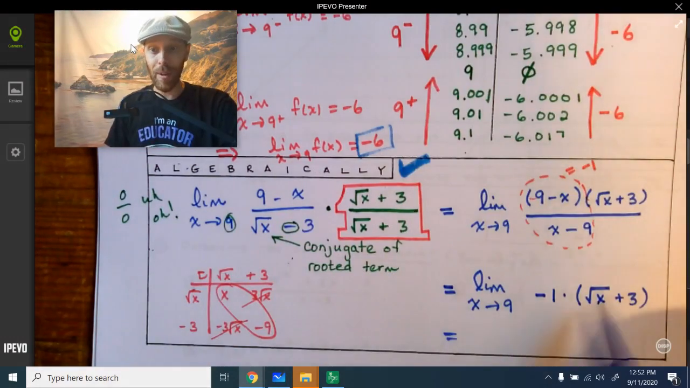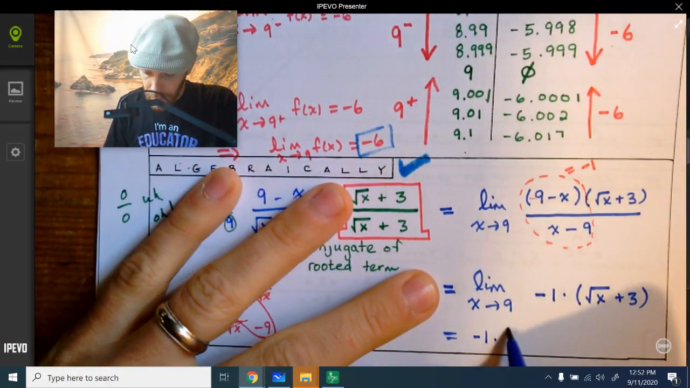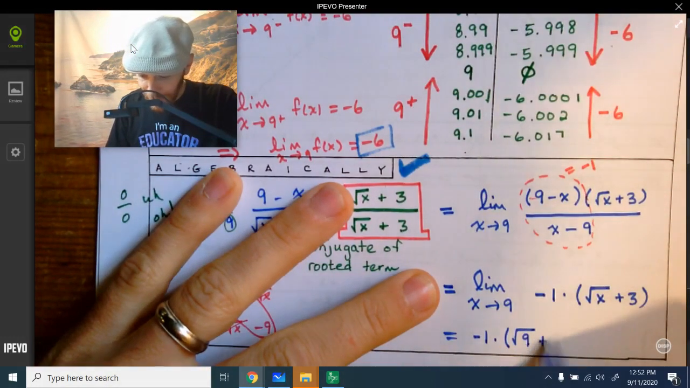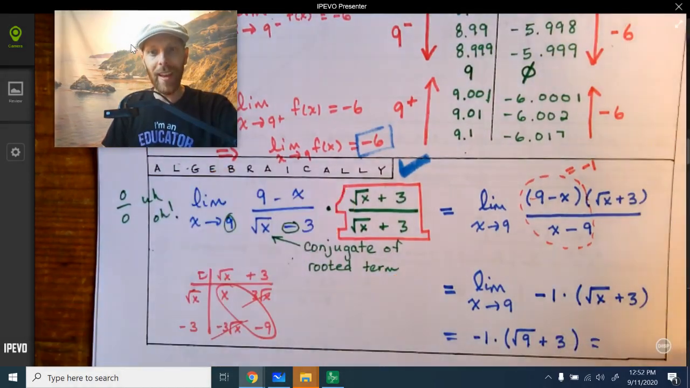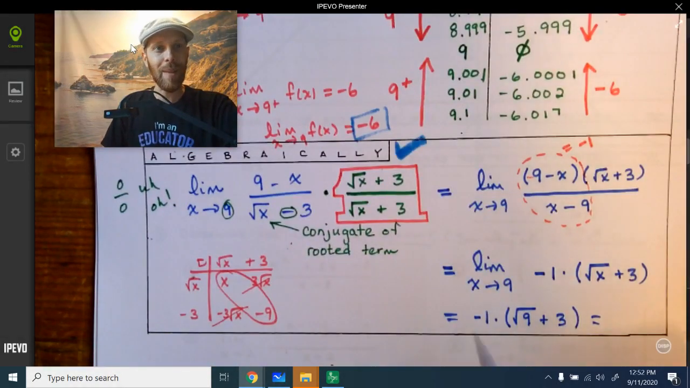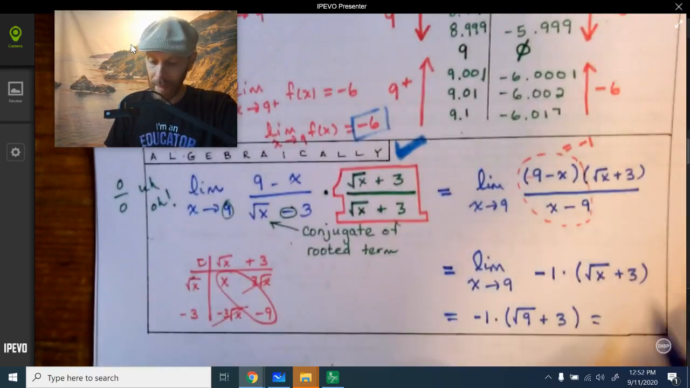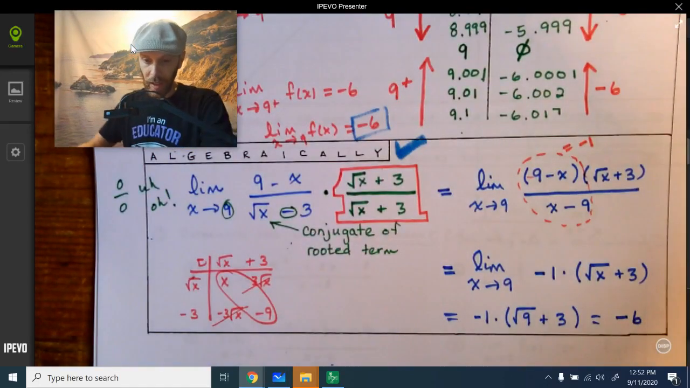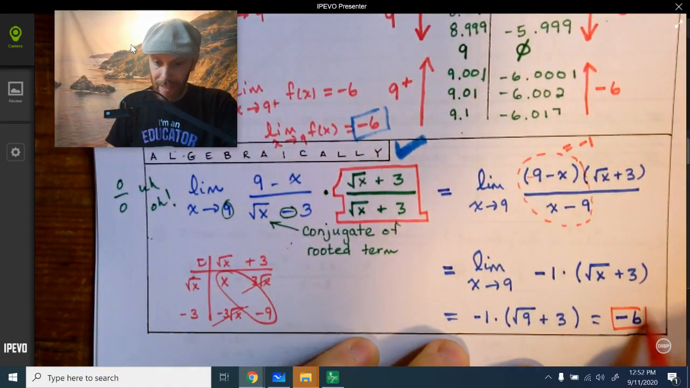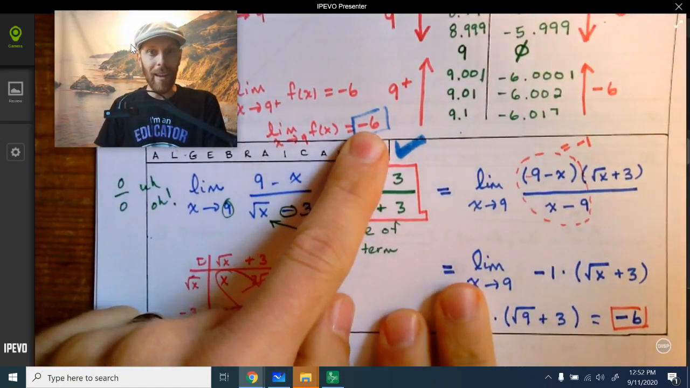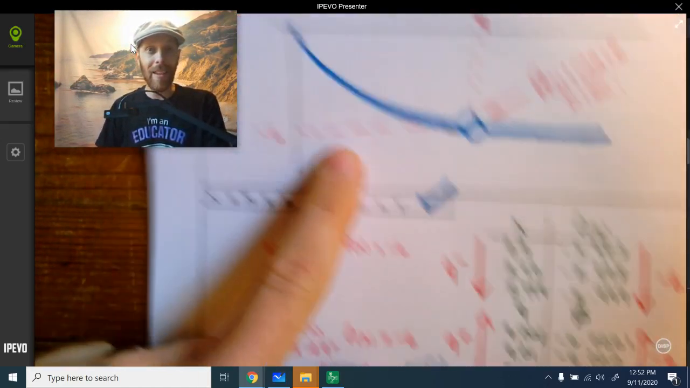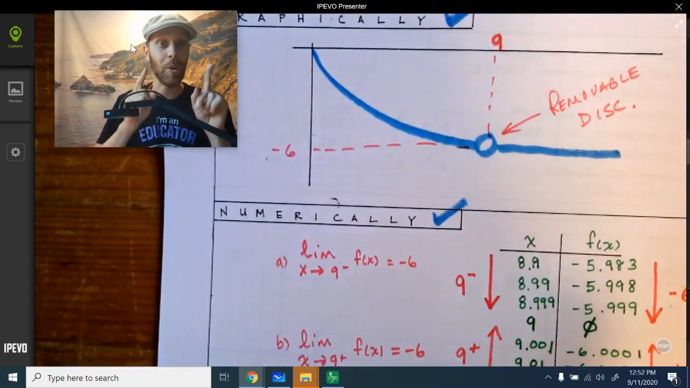And now, if we plug that 9 in, we get negative 1 times roots of 9 plus 3, which is 3 plus 3 is 6 times negative 1, negative 6, which, if I'm not mistaken, is the same number we got right here and the same number that we got right here. Cool.